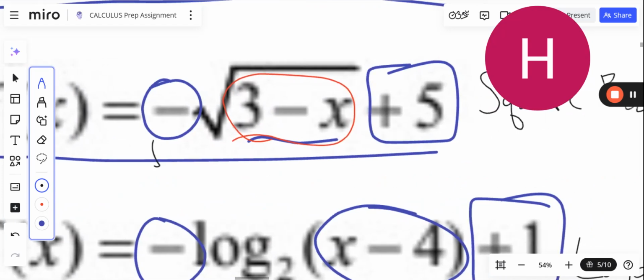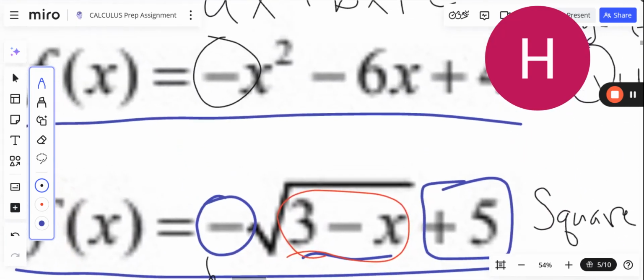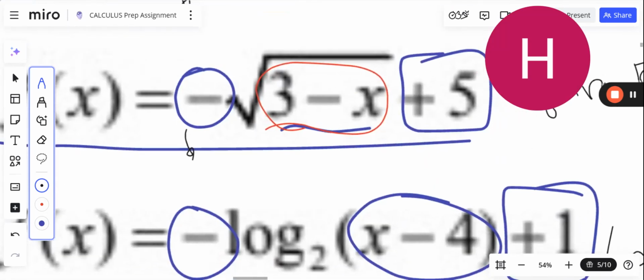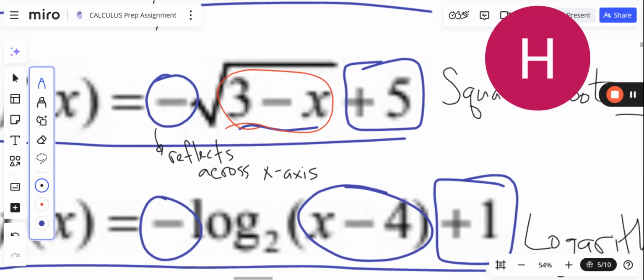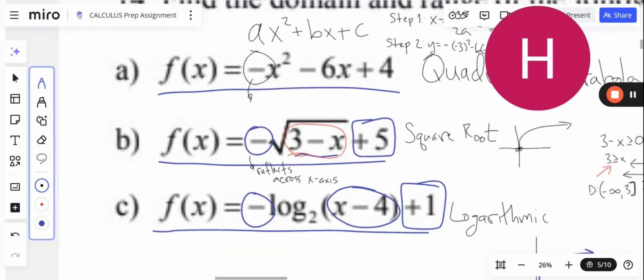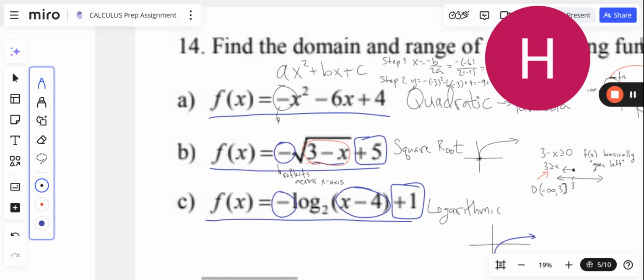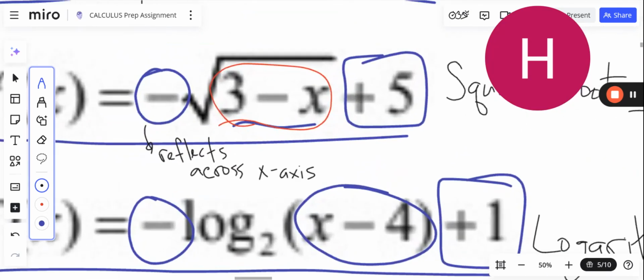This negative in front, y'all know what that does? Same thing that this negative did, which is it reflects across the x-axis. Sorry, it's a little blurry. It was a really small picture, and I enlarged it a lot, so I guess it got kind of blurry when I enlarged it so much.